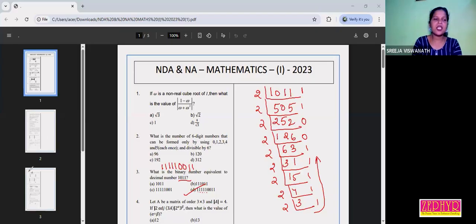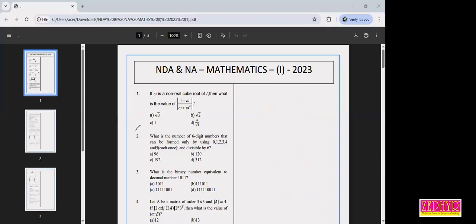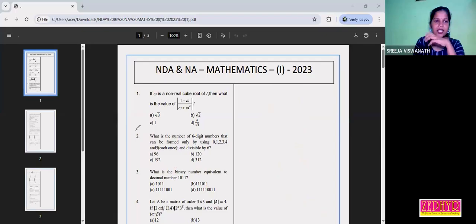What is the reverse process? How did we convert binary into a number? Write 2 raised to power. Yeah, correct. Last digit into 2 raised to 0, second last digit into 2 raised to 1, like that. Next question.